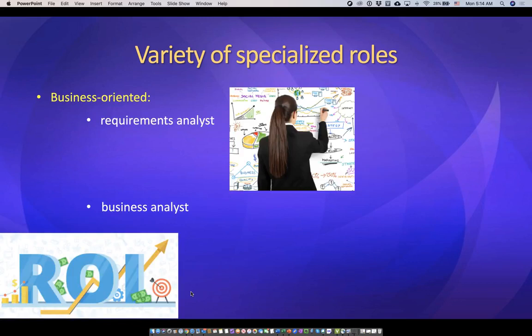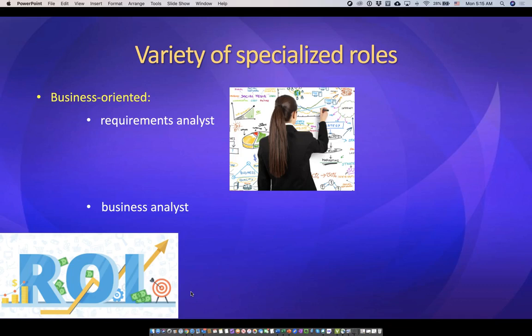Now, requirements analyst and business analyst are identified as separate roles here as well. A requirements analyst is a person who identifies the requirements for an information system to be developed by talking to different stakeholders. So you might actually end up doing the requirements analyst role as part of a business analyst role as well, but you could have the job title of a requirements analyst as well.